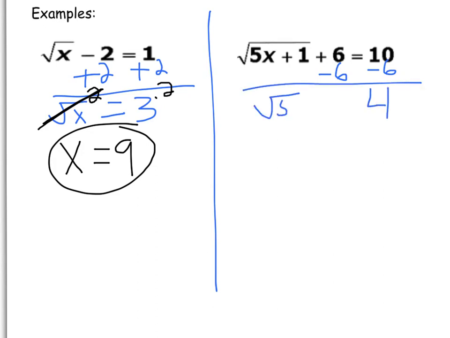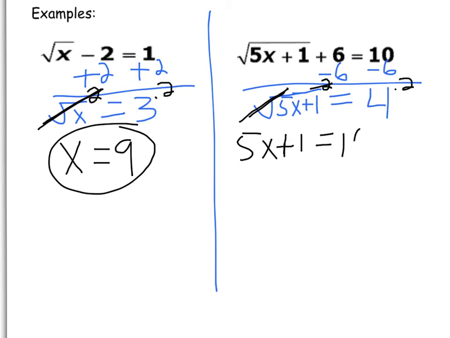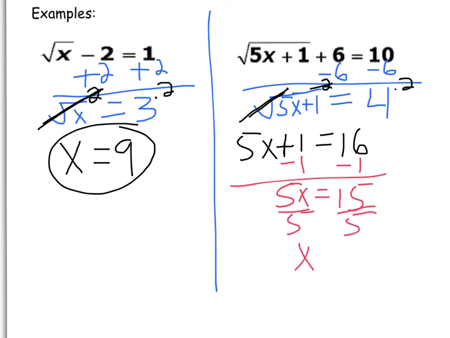Next, I have the square root of 5x plus 1 equals 4. How do I get rid of a square root? I'm going to square this and square this. But realize all that does is cross this off so that the 5x plus 1, the radicand, is now outside. 4 squared is 16. Let's solve this. How do I get rid of a plus 1? I minus 1, and I get 15 equals 5x. All I have to do now is divide both sides by 5. I get x equals 3.